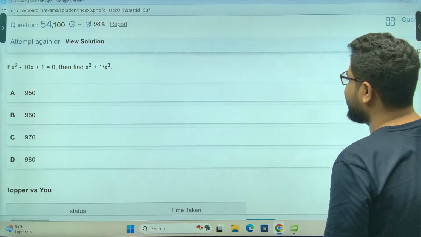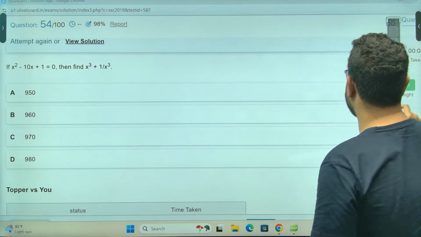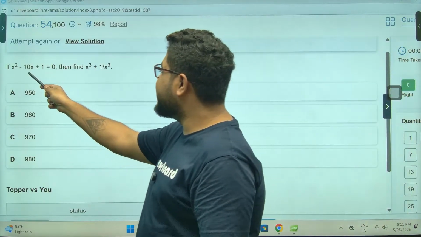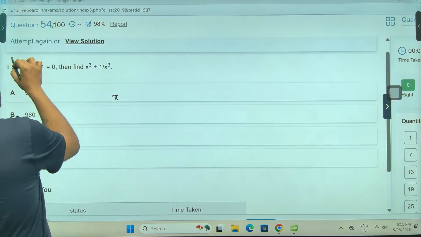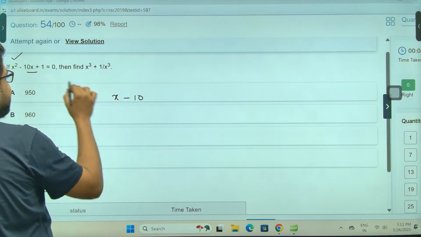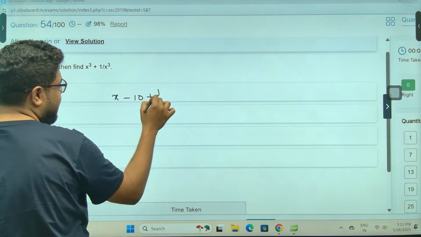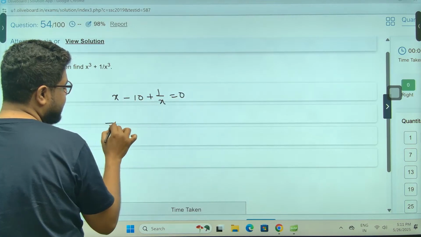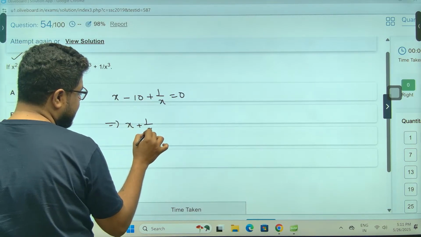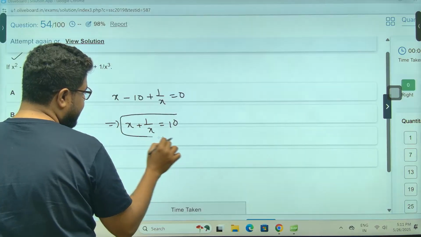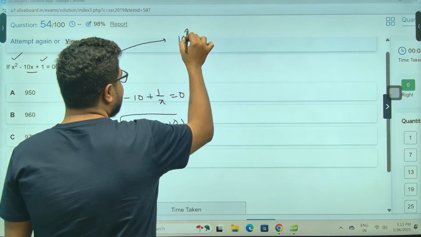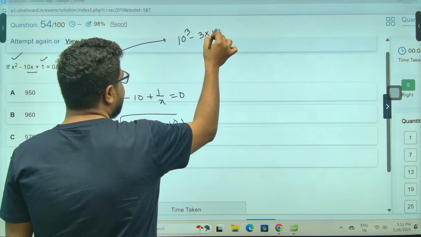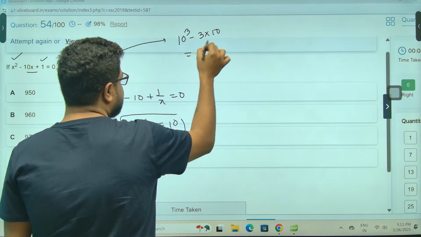Sir, again, x square plus something plus something. Always divide by the middle power, I told you guys. So x square becomes x, 10x becomes 10, 1 becomes 1 by x. 0 becomes 0 only. So x plus 1 by x becomes 10. So this thing becomes, we all know, p cube minus 3p. 10 cube minus 3 into 10. So 970. है क्या ऑप्शन में?